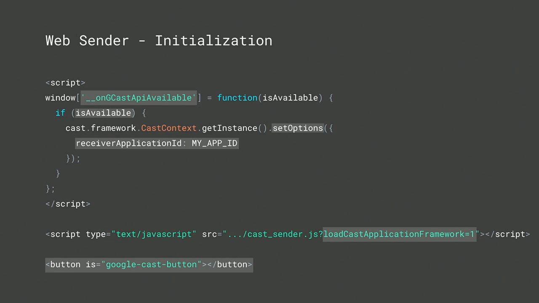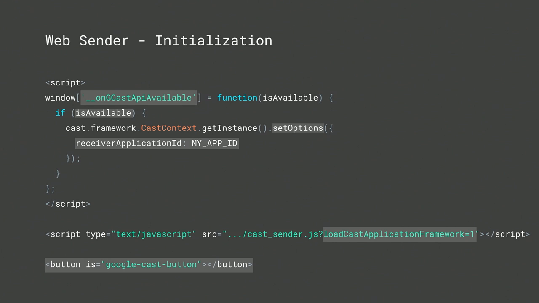Now I want to talk about the code to do it. So let's start on the bottom on this one, a little bit different. You can see I've added a button, and I've set its type to cast button. And then just above that, I'm loading the cast sender.js, and I'm passing a single parameter of load the cast application framework. And that basically tells us that you're doing this with the cast application framework rather than our legacy web sender.